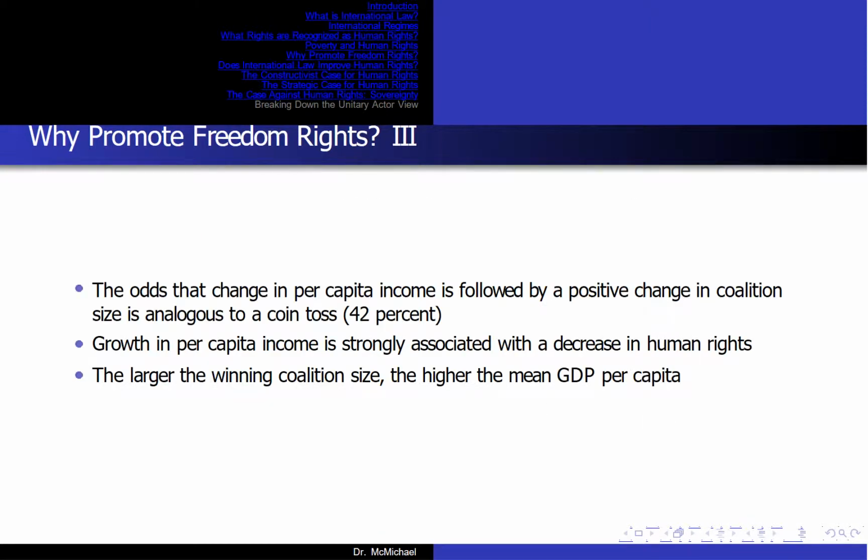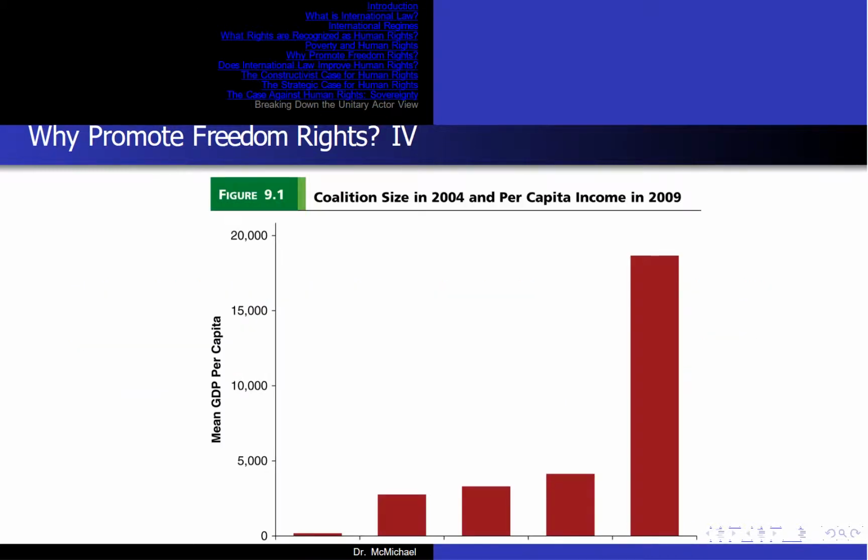The odds that a change in per capita income is followed by a positive change in coalition size is analogous to a coin toss, about 42%. Growth in per capita income is strongly associated with a decrease in human rights. The larger the winning coalition size, the higher the mean gross domestic product per capita. You can see this in figure 9.1.